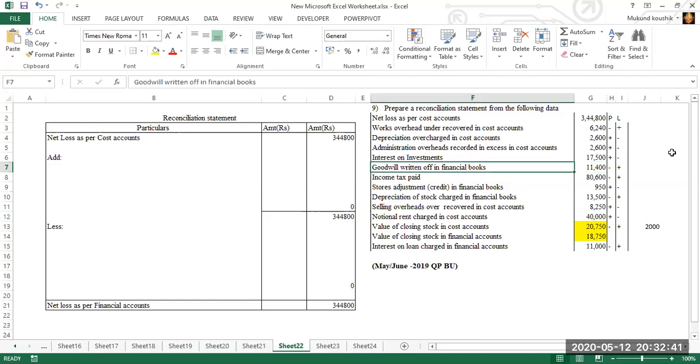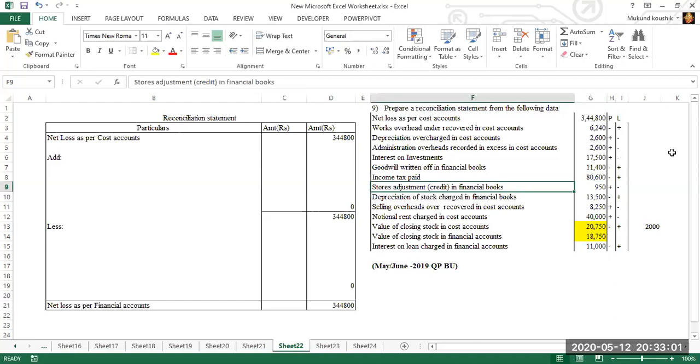Then again, goodwill written off in financial books. Goodwill written off is an expense. So whenever there is an expense, we used to deduct. But since it is a question of loss, now we have to add. Then again, income tax paid is an expense. So this income tax, whatever they have given, normally it is an expense and we used to deduct. But since it is a question of loss, now we have to add.